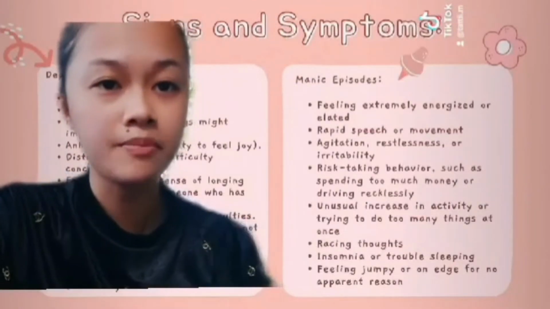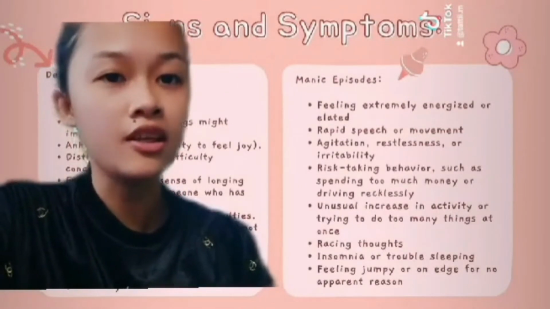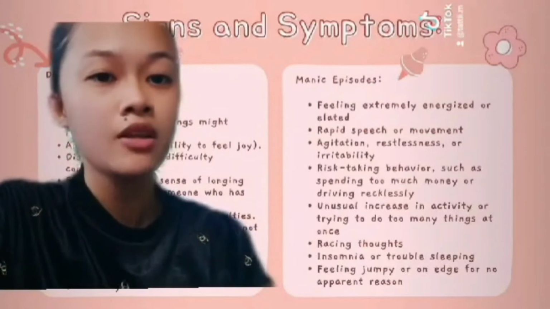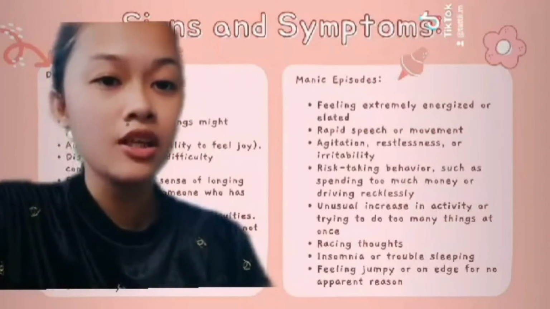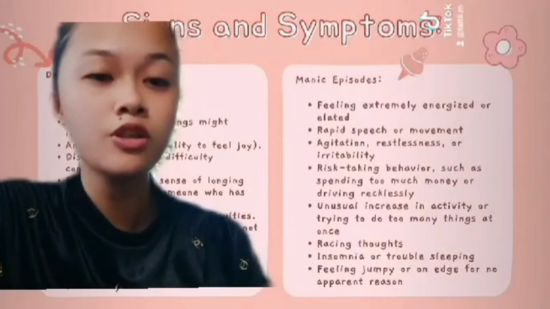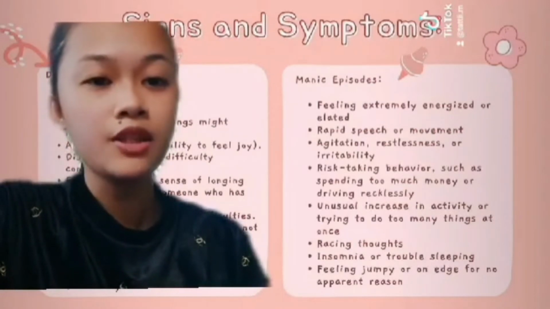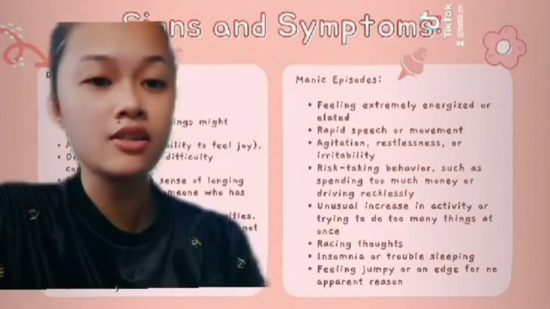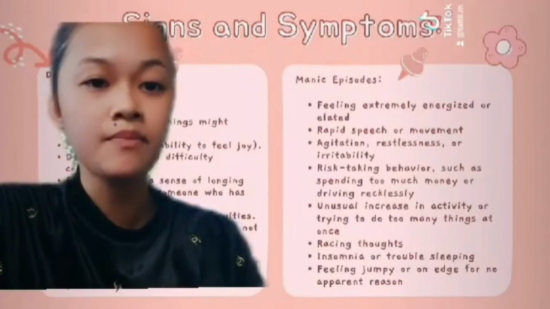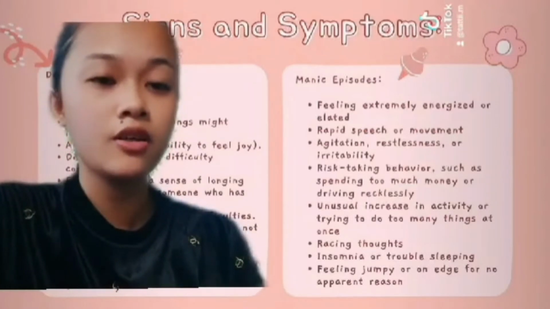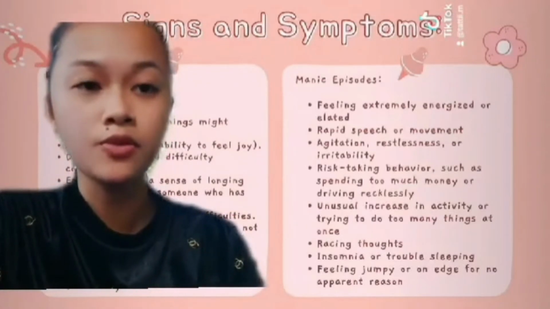And then for the manic episode, this is the feeling of being extremely energized or elated, and then the rapid speech or movement, the agitation, restlessness, or irritability, the risk-taking behavior such as spending too much money or driving recklessly, the unusual increase in activity or trying to do too many things at once, the racing thoughts, and then the insomnia or trouble sleeping, and the feeling of being jumpy or on edge for no apparent reason. So that's all for the signs and symptoms of the mood disorder.